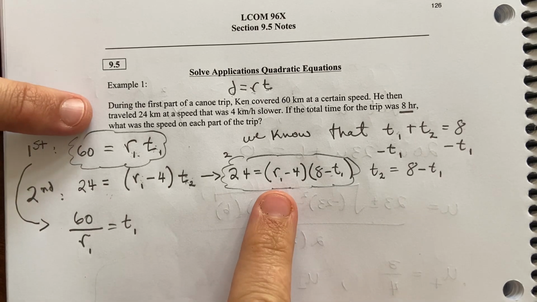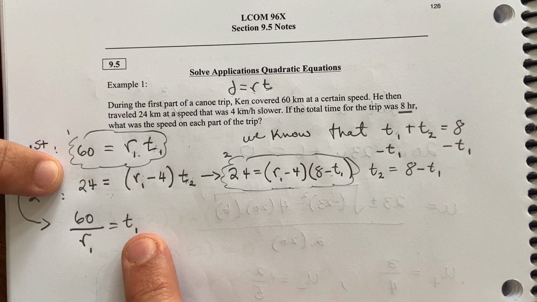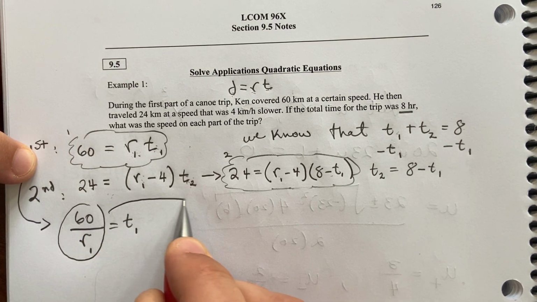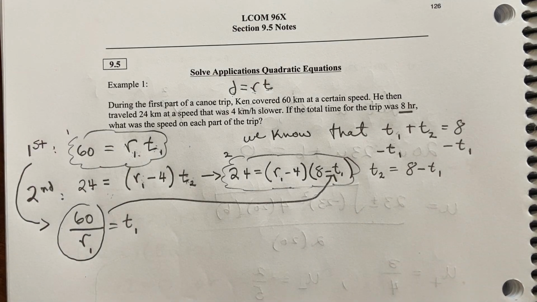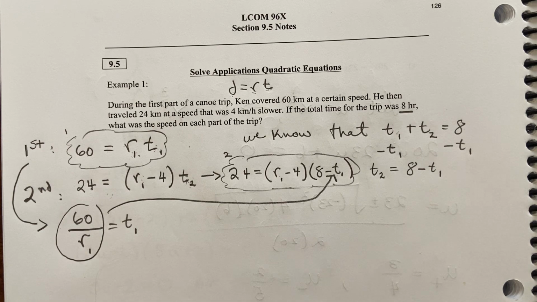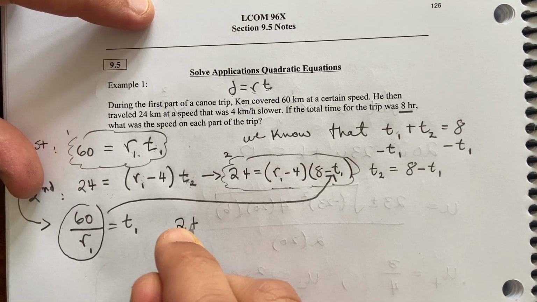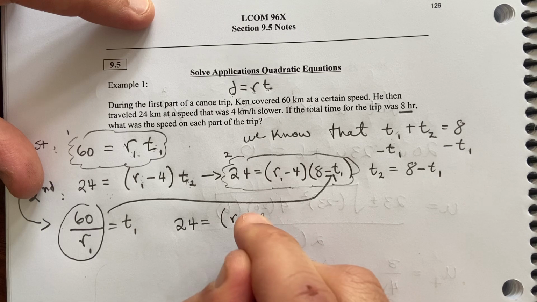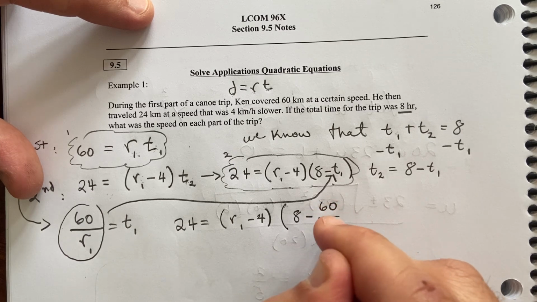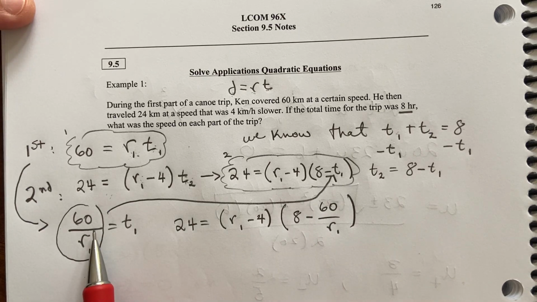So what I essentially have is this system of equations, these two equations, and I want to use substitution. What I now can do is place this in for T1. Right, that's substitution. This is basically solving a system of linear equations in two unknowns using substitution. So that would create 24 equals R1 minus 4 times 8 minus 60 over R1. Right, I replace T1 with 60 over R1.